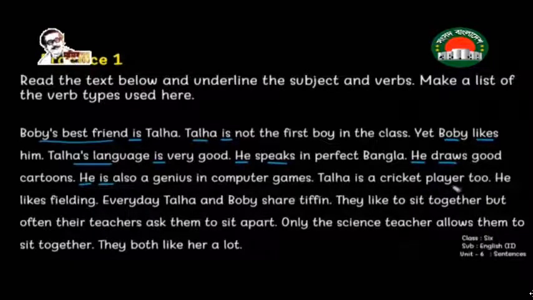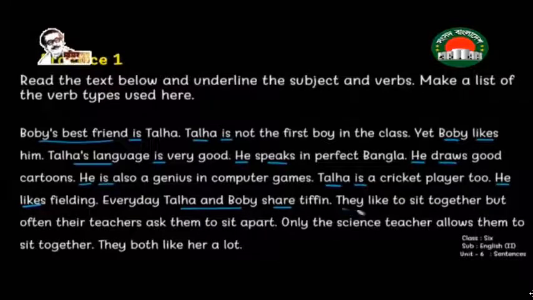Talha is a cricket player too. So it is easy. Talha is the subject and is here is a linking verb. He likes fielding. So he is here the subject and likes here is a transitive verb. Likes what? Likes fielding. Every day Talha and Bobby share tiffin. So every day Talha and Bobby is the subject and share is a transitive verb. Share what? Share tiffin.